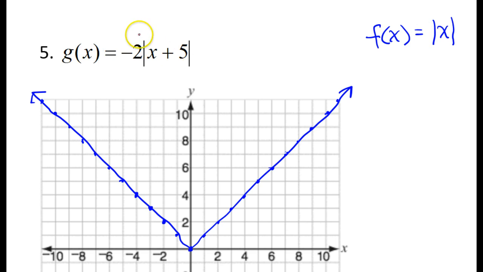Now let's talk about the transformations. There are 3 transformations here. The negative sign in the front is a reflection over the x-axis. Okay, the 2, ignoring the negative sign because that's a reflection, the 2 is a vertical stretch by a factor of 2.